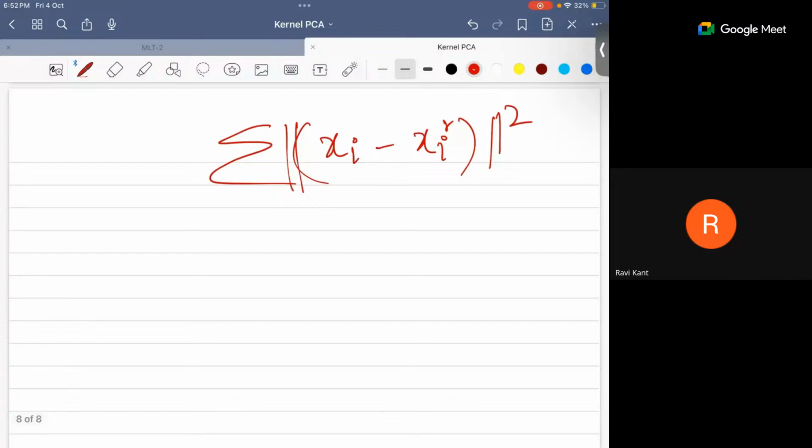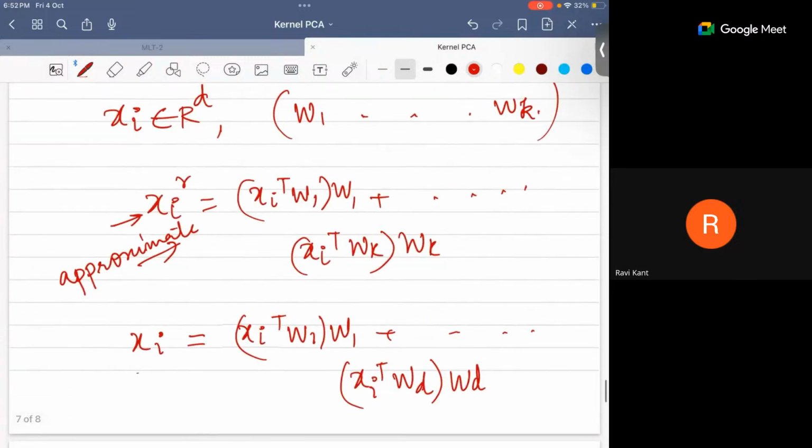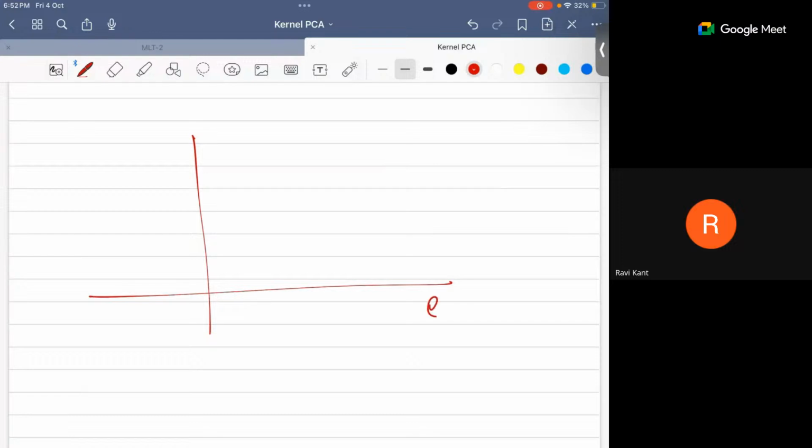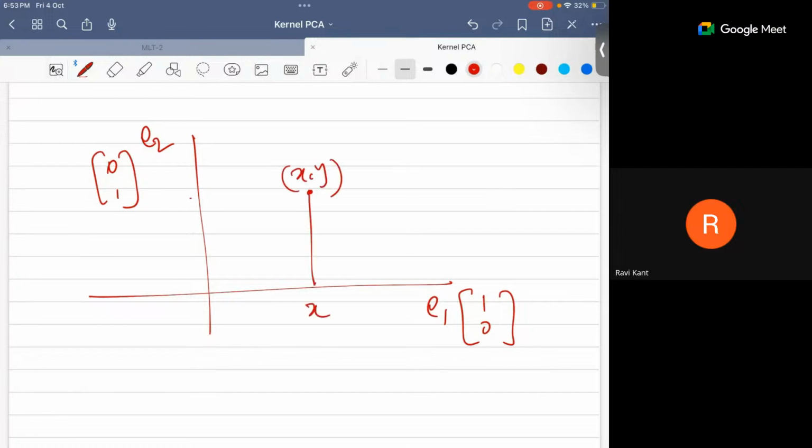Sir, can you scroll a bit up? Yeah, the formula just above, the reconstruction formula. Like if we have a data set in the form of E1, E2, a different basis, this basis is just (1,0) and (0,1). How do you write any data point? If xy is there, you write it as the projection x here and y here, so you write it as x times e1 plus y times e2. This is how you write xy.